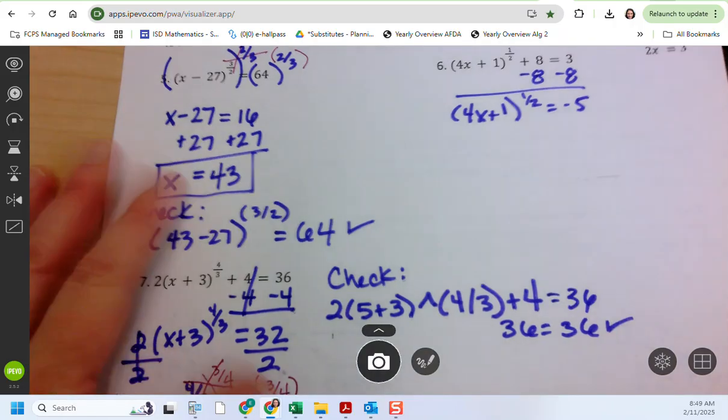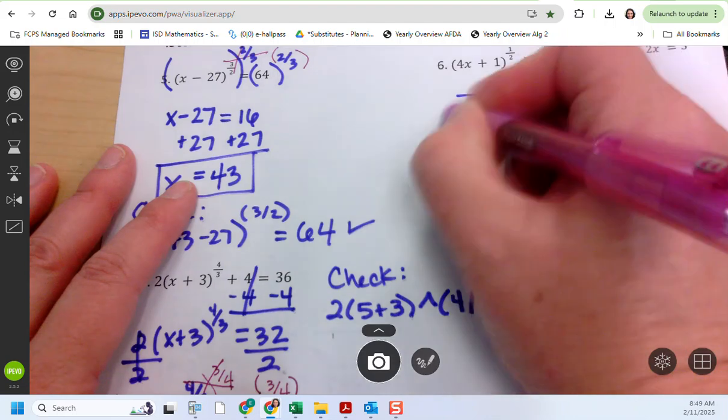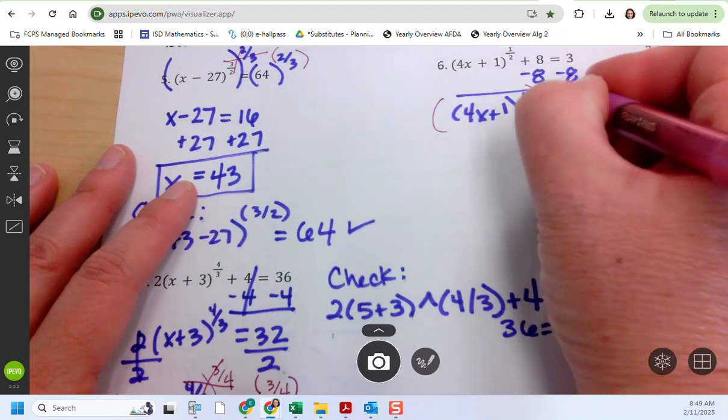We get 25 to the 1/2. 8 equals 25 to the 1/2, which is the square root, 5.